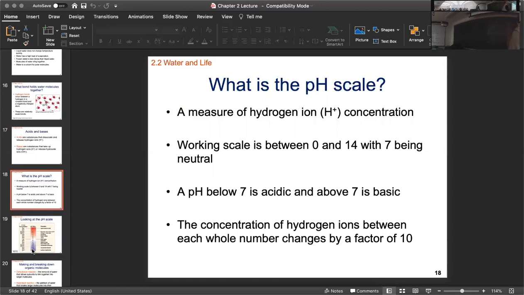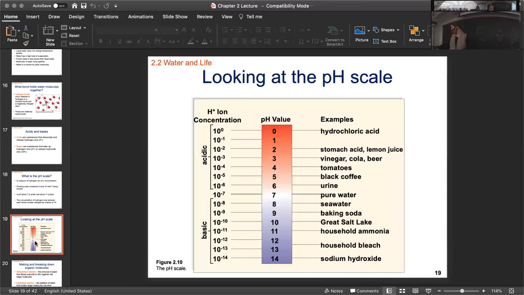From 7.1-ish to 14, they're going to be basic, negatively charged, and we'll talk about some examples of those here in a second. The concentration of hydrogen ions between each whole number changes by a factor of 10, and we don't really worry about that in this class very much. But what I really like to show is this scale. This really puts it all into perspective, at least for me, okay? If you're a visual learner, this is going to help you out.